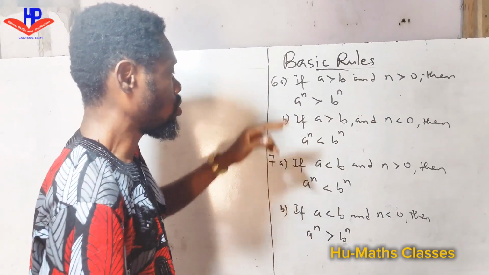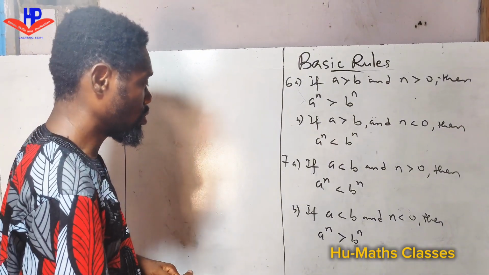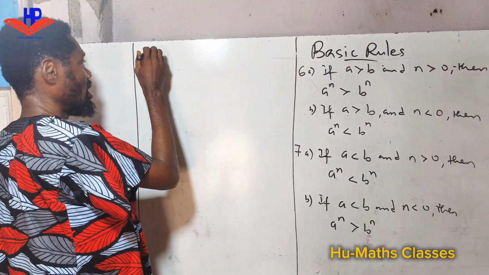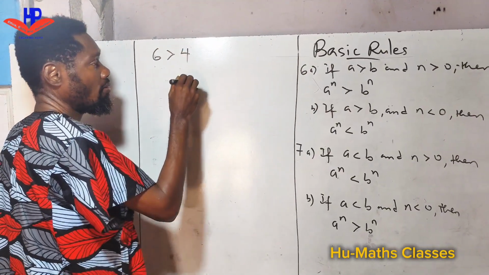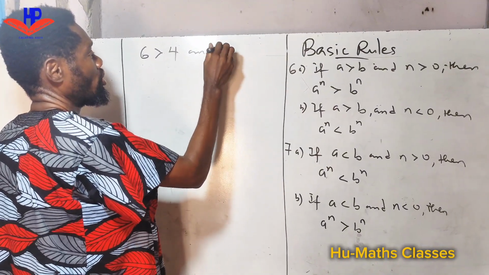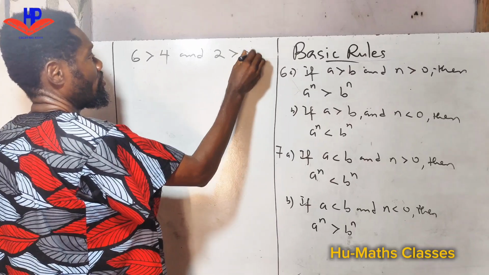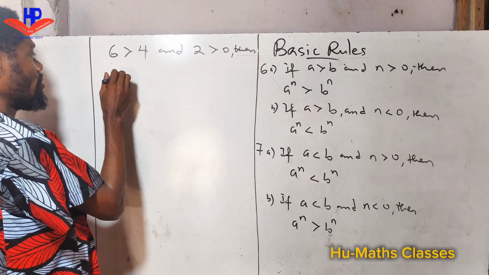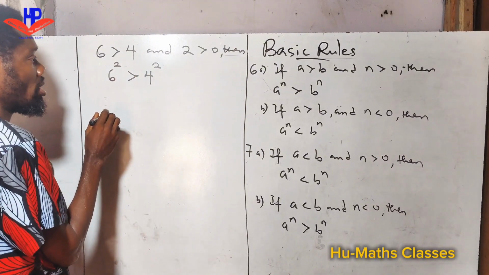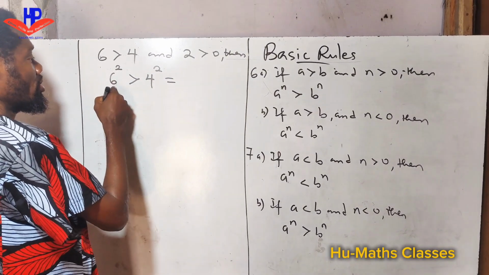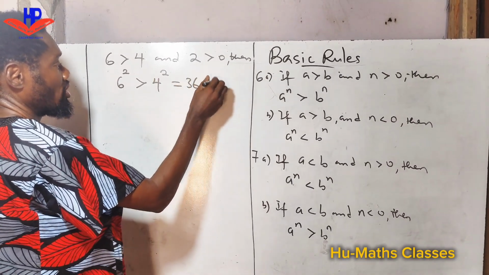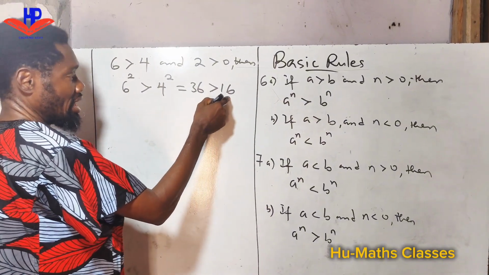So let's try to work out some examples for the sixth rule, A and B. If A is greater than B, let's say 6 is greater than 4, or let me use the example 2 is greater than 0, then 6 raised to power 2 will also be greater than 4 raised to power 2. That will give us 6 to power 2, which is 6 times 6, which is 36, greater than 4 to power 2, which is 16. You can see that 36 is greater than 16.